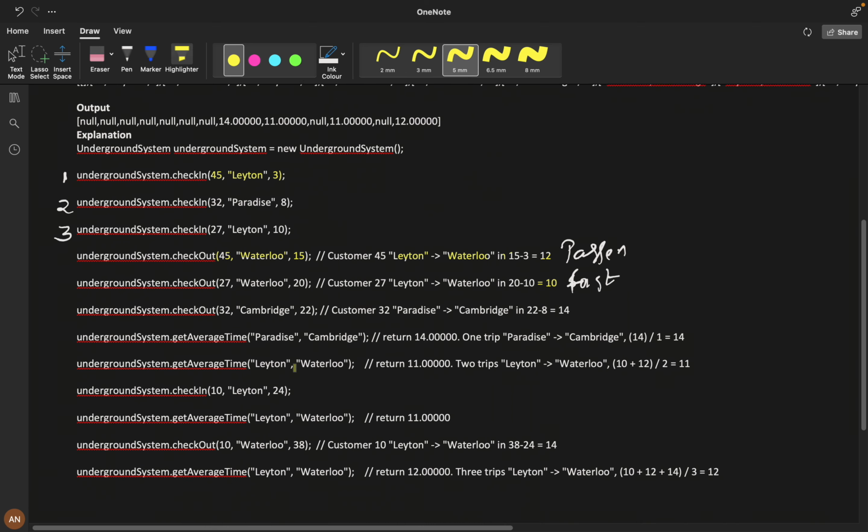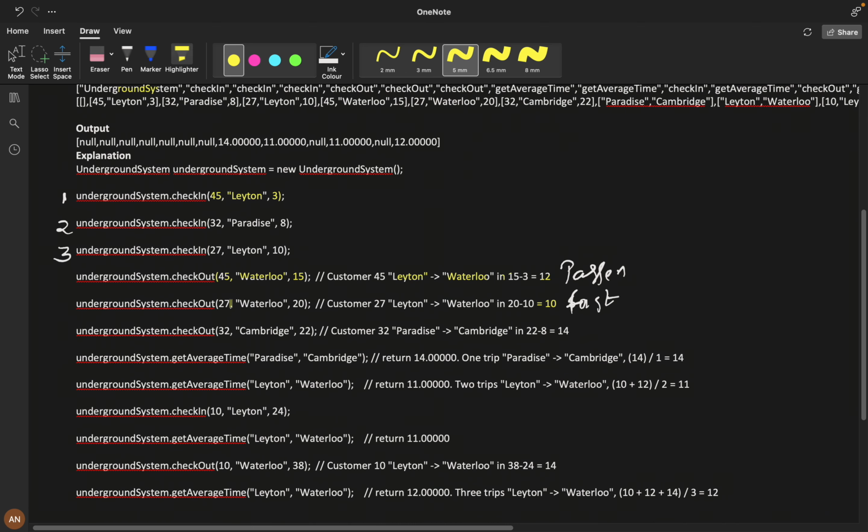Let's see the third checkout. He is checking out: checkout 32, starting at Paradise, ending at Cambridge. So 22 minus 8, it is 14. And underground.getAverageTime, we need from Paradise to Cambridge. How many people are there? Only the ID 32. So only 14 we will return. You can see here this 14.